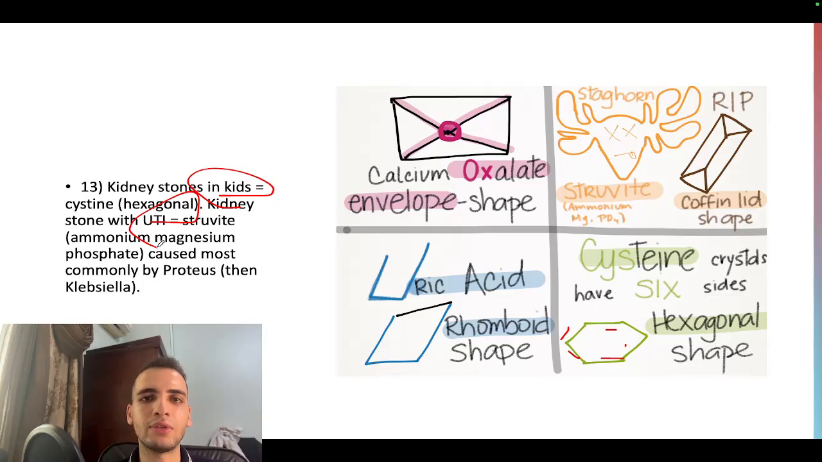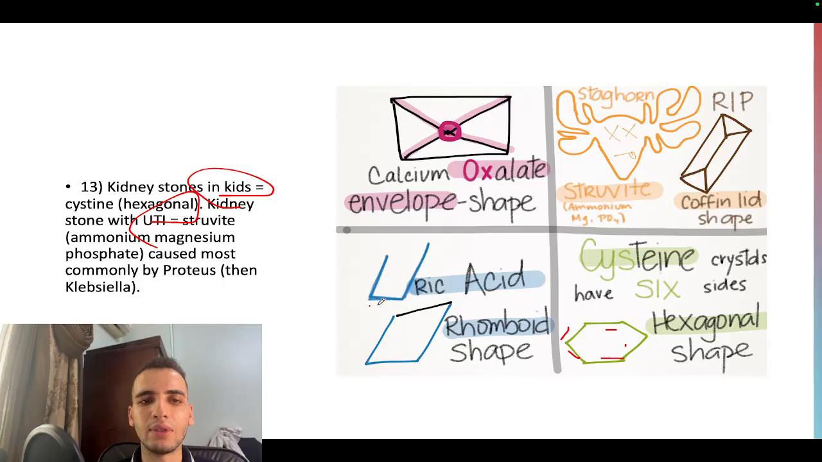It's a very large kidney stone. If you see it, you will be shocked. Sometimes we need surgery to remove it, and it's caused by Proteus. And another causative organism is Klebsiella. But if you see both of them in the answer choices, you go with Proteus.